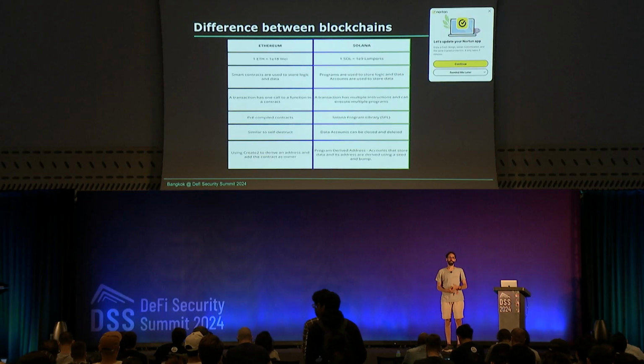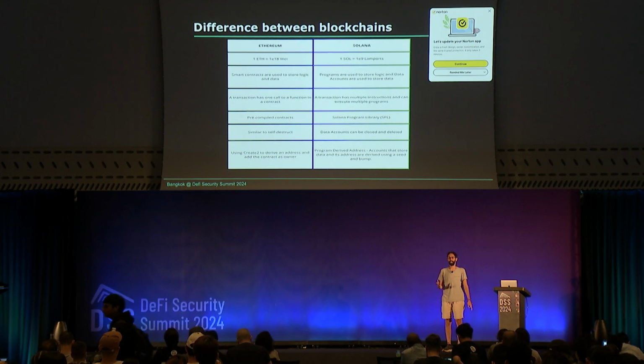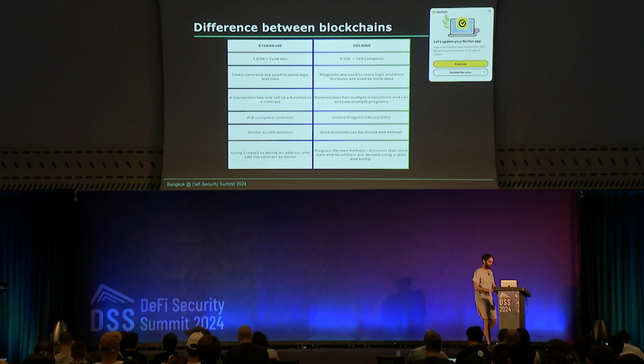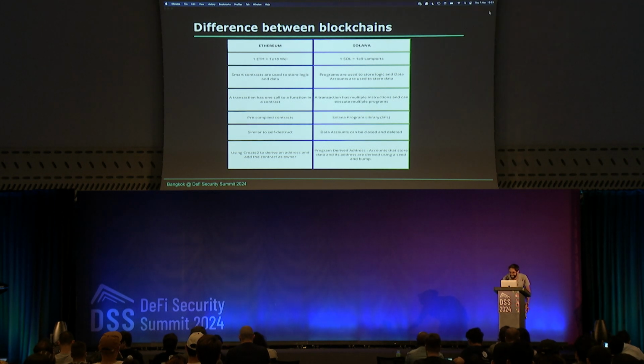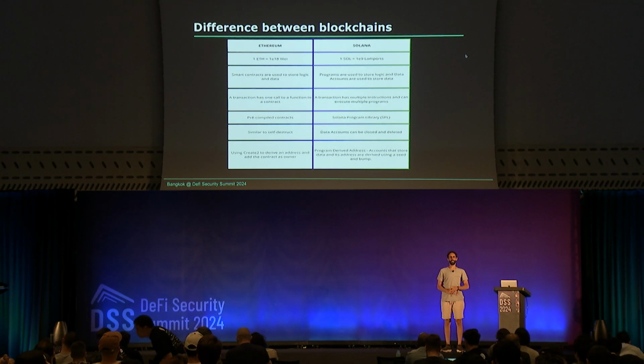Another interesting thing is that in Ethereum, you have create2, where you can predict the address of the account you derive. In Solana, we have the PDA, which is the program derived address. Usually when you want to create a data account from a program, you use this kind of structure.